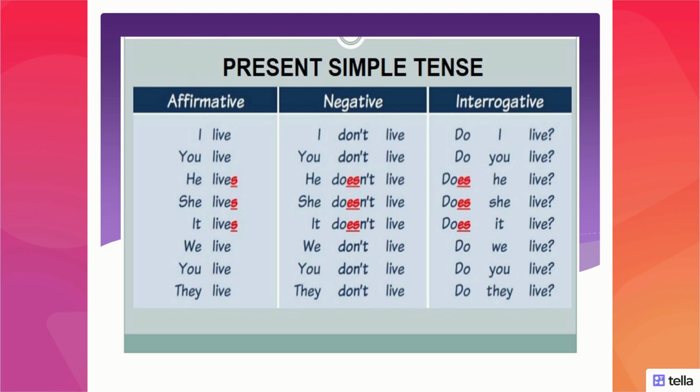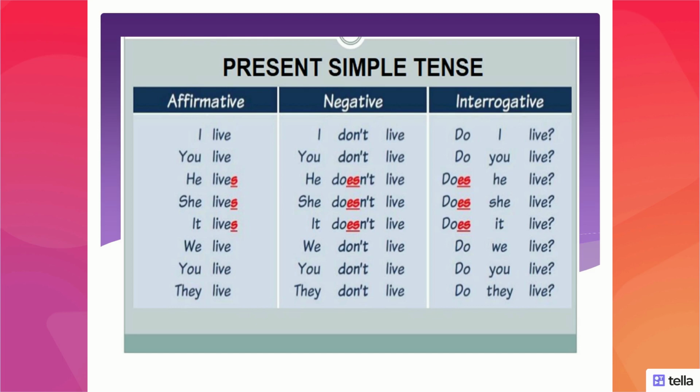We make affirmative present simple sentences by putting the main verb right after the subject. If our subject is the pronoun I, we, you, they, there is just the main verb without any endings, and that's it. For example, I live, we live, and so on. But if the subject is the pronoun he, she, or it, we have to add s or es to the main verb.